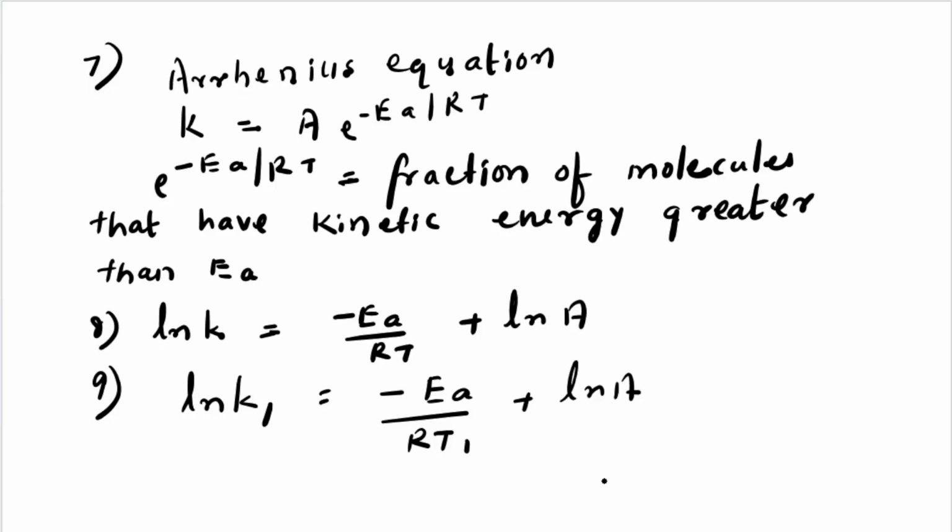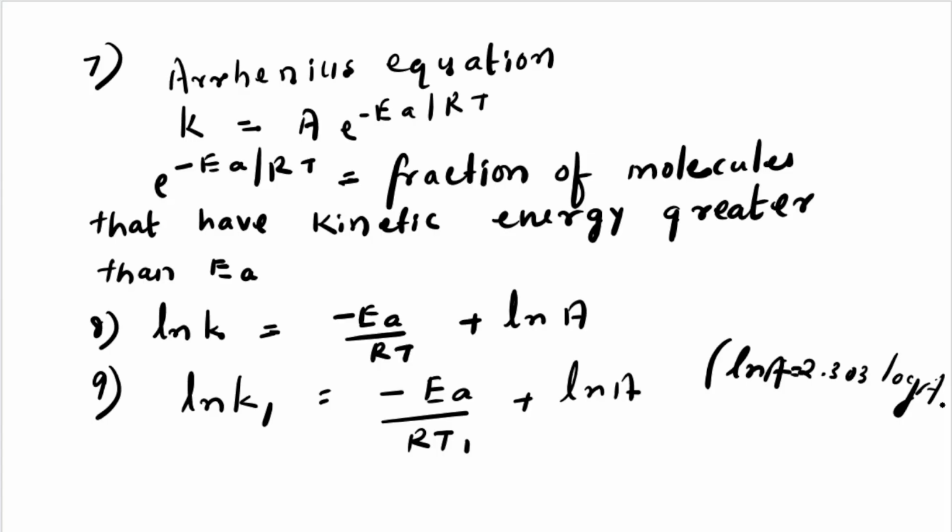What does ln mean? ln means 2.303 log. So suppose I want to write ln A, then you write log A. Clear now? So if you want to simplify, ln means 2.303 log. And here these are the ln K, that is the simple general equation.